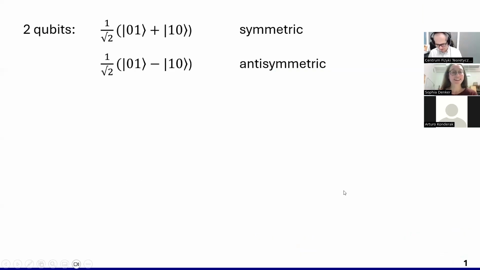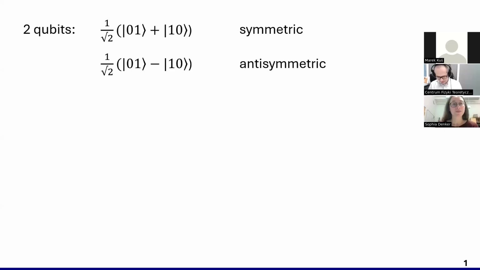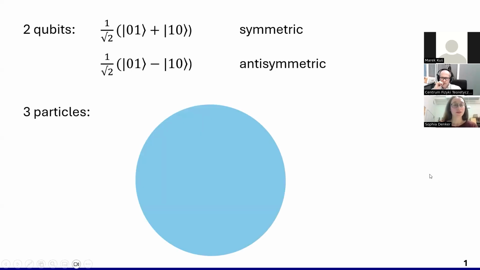Okay, so let us start by considering two qubits. If we consider these two Bell states, for the upper one, if I apply a flip operator to it, it remains unchanged. So it's the same, which means we call this state symmetric. In the second example, if we apply the bit flip, we get a minus sign, which means the state is antisymmetric.